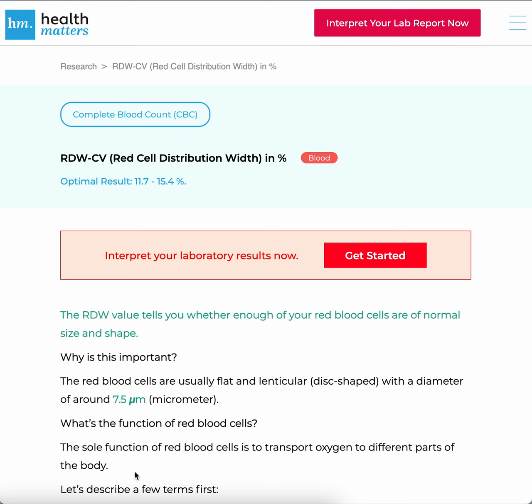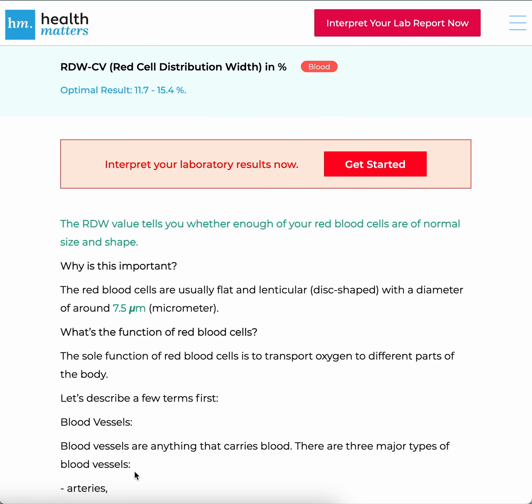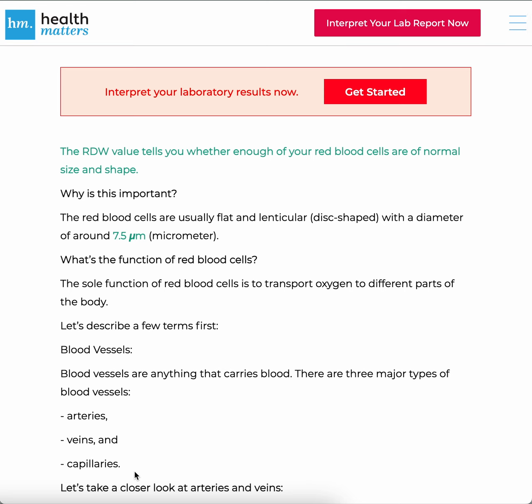The red blood cells are usually flat and lenticular, disc-shaped, with a diameter of around 7.5 micrometer. What's the function of red blood cells? The sole function of red blood cells is to transport oxygen to different parts of the body. Let's describe a few terms first.